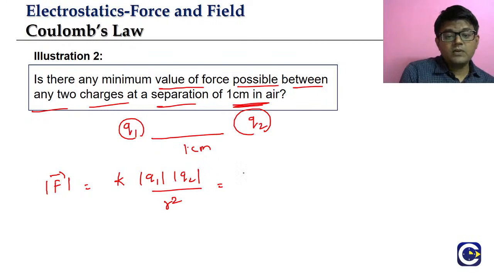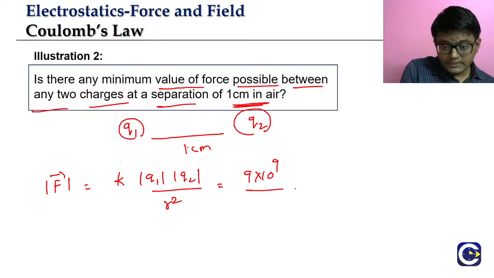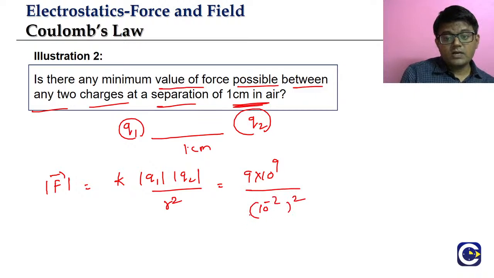The value of K in SI unit is what? 9 into 10 power 9, divided by R. R is 1 centimeter. 1 centimeter in terms of meter is what? 10 power minus 2. So it will be 10 power minus 2, the whole square. Now we are having mod Q1 into mod Q2.